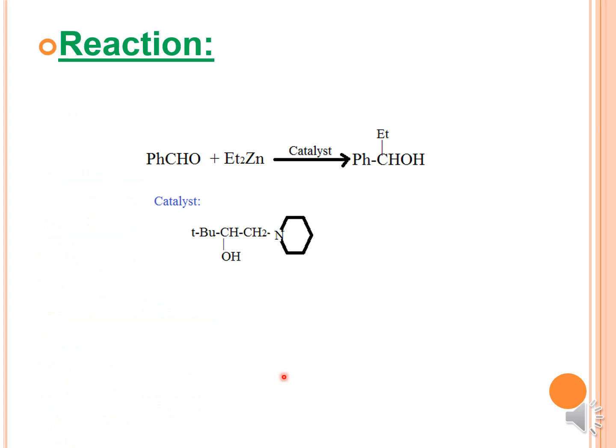So moving on to the reaction. In the reaction, you are taking benzaldehyde and treating it with diethyl zinc in the presence of a catalyst. Here remember, this is your catalyst for asymmetric amplification. This will be your catalyst, okay, tertiary butyl alcohol with a pyridine attached. Upon treatment of the benzaldehyde and diethyl zinc with the catalyst, you will end up with the product, an alcohol, okay, a secondary alcohol.